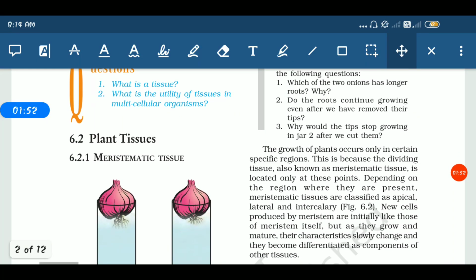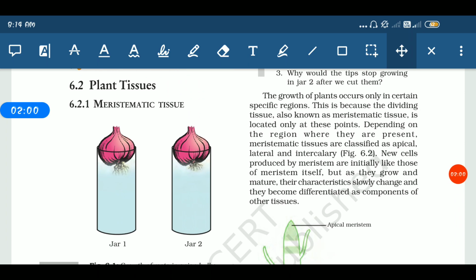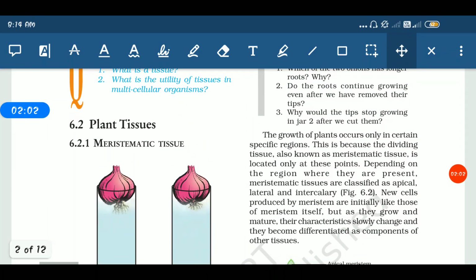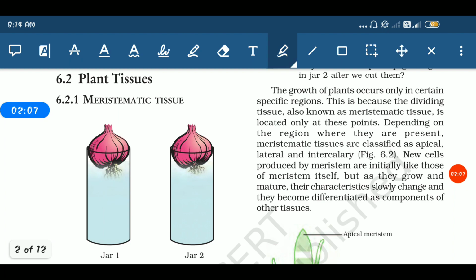Now plant tissue is further categorized into two important types: meristematic tissue and permanent tissue. Students, here is an example. It is an activity in which an inverted onion is placed, and you are going to observe that after some days roots appear over here. So this is the experiment. Now we need to understand why roots emerge from the bottom of the onion.